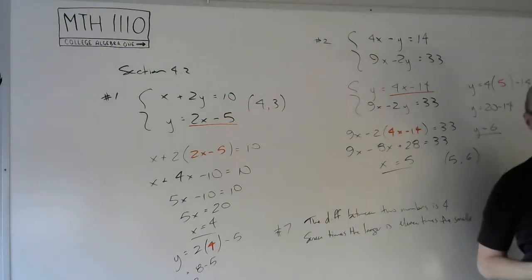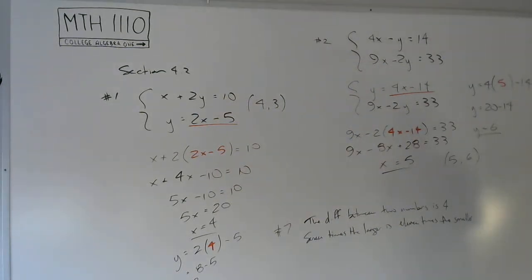Now let's throw some words into this. Right here, the difference between two numbers is 4. 7 times the larger is 11 times the smaller. So we want to create a system of equations for this and then solve it.